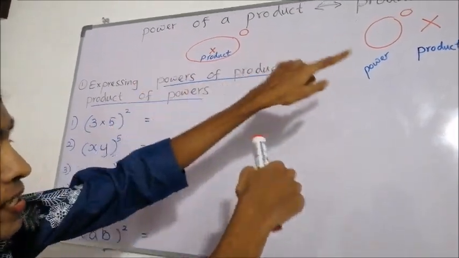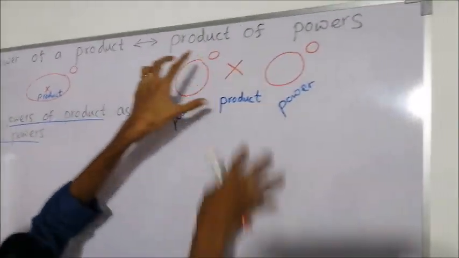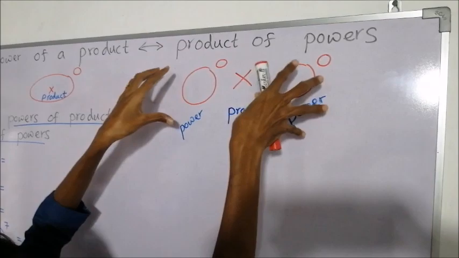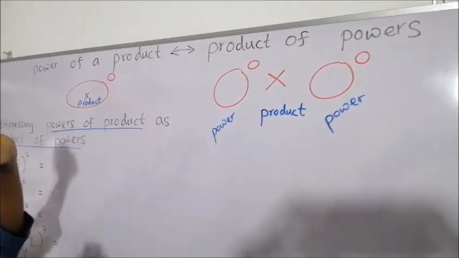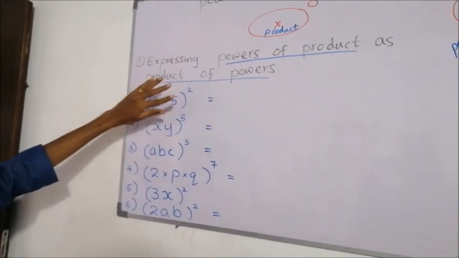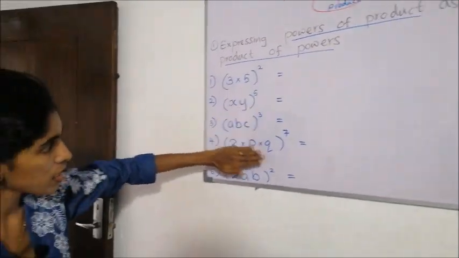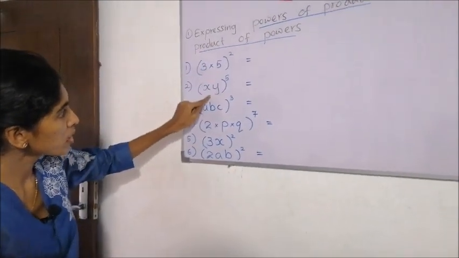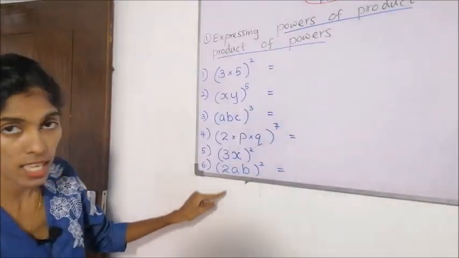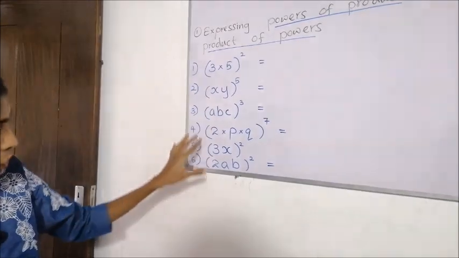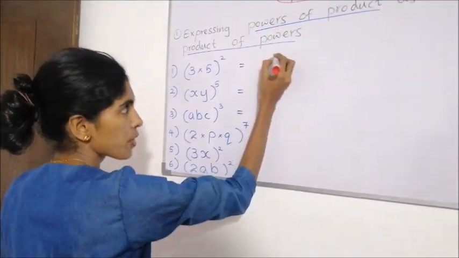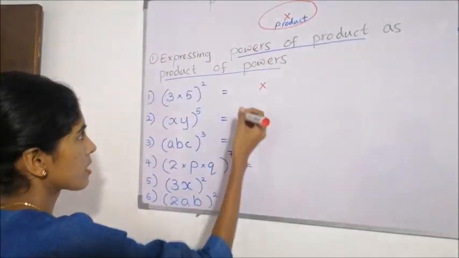Okay, then what is this one? Product of powers. This is the product. Product of what? Product of powers. Okay, right. See, here you need to express the given powers. These are powers. See, in common now the power is there. Powers of what? Product. These are the products inside the brackets. These powers of a product should be written as a product of powers.